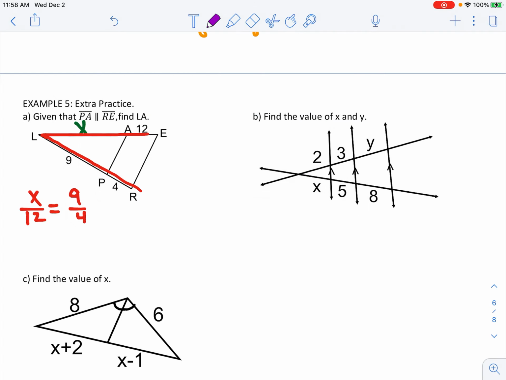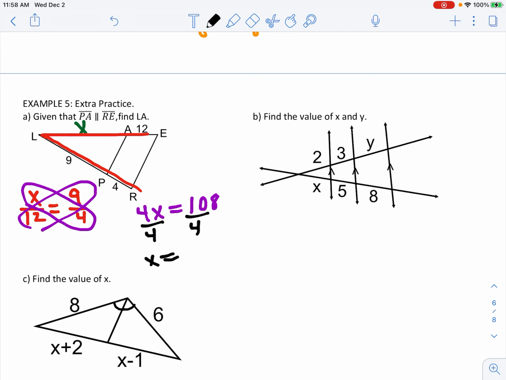Again, there's multiple ways you can set this up. Cross multiply, I get 4x equals, cross multiply, 12 times 9, and you get 108. Go back and divide both sides by 4, and it tells us that x was 27, so LA was 27.